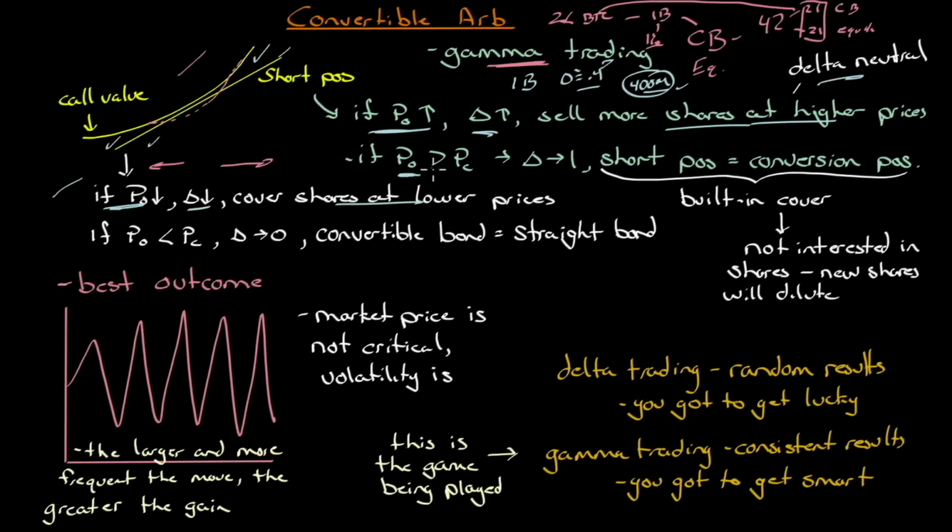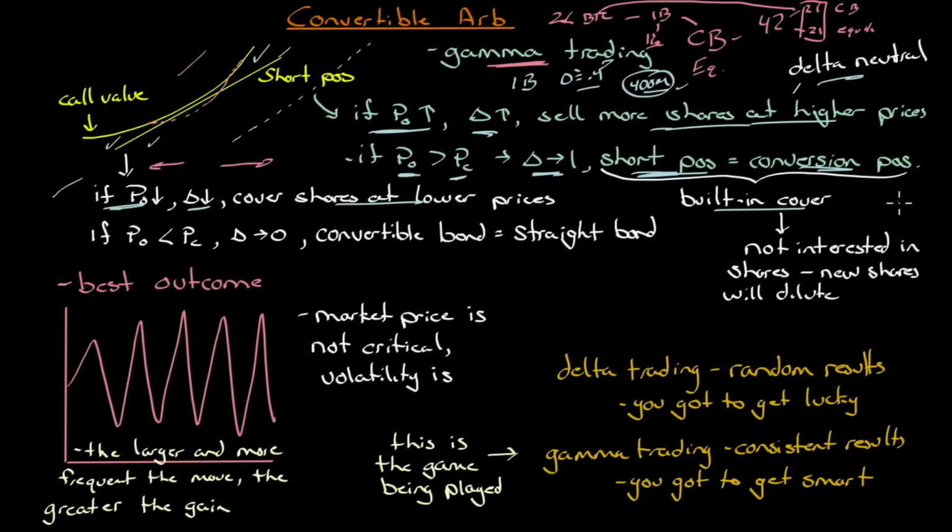If the price of Microstrategy is greater than the conversion price, the delta on the call will start to approach 1. As the price keeps going up and up and up, the delta on that call will start approaching 1. And since you're selling more shares on the way up, the short position will equal the conversion position, so that when the shares are delivered to the bondholders, it basically just covers a short position. They end up with zero position.